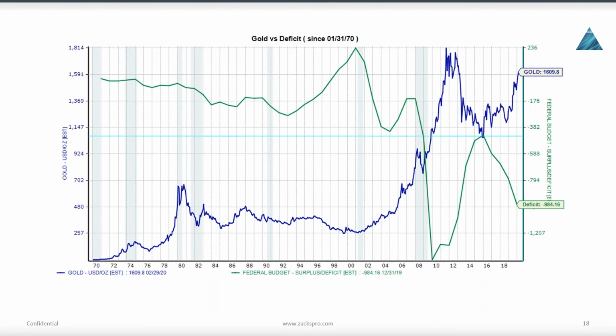Here is a similar chart. Again, it's kind of an overlay chart. Just helps you see the correlation a little bit better. And so you can see that during times of deficits, the price of gold really skyrockets. And during the times of surpluses, the price of gold really languishes. So you can see that negative correlation very, very strong here.